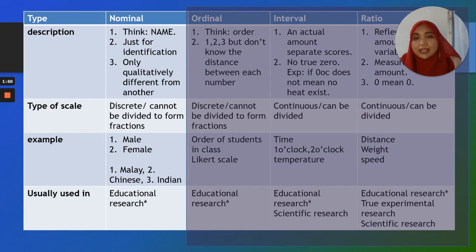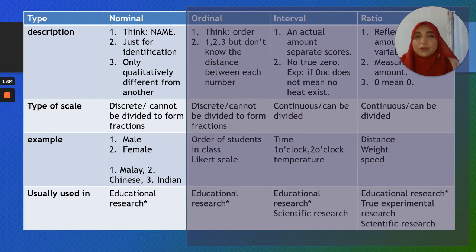So I just want to highlight here that when you give a number, say male is 1, female is 2. Say a person takes female and gives it 2. So 2 does not indicate that she is better than 1, okay? 2 is just a number that you give to say that 2 refers to female and 1 refers to male. So same as Malay, Chinese, Indian, if a person picks 3, it doesn't mean that he or she is better than 2 and 1. Okay, so when we talk about nominal, the root word is name, and it is just qualitatively different from one another, and it's just for identification purposes only.